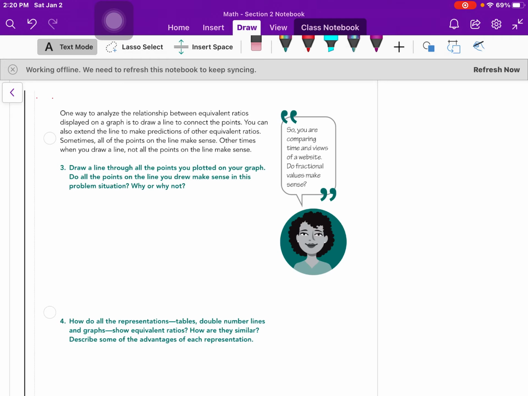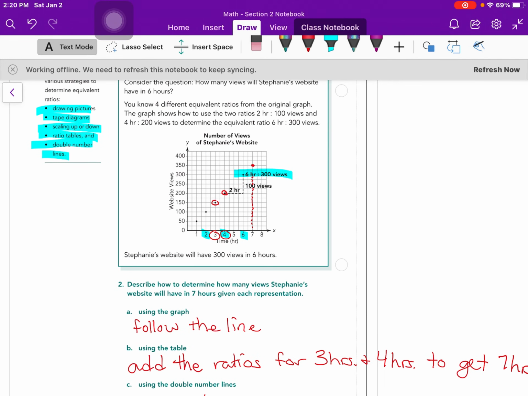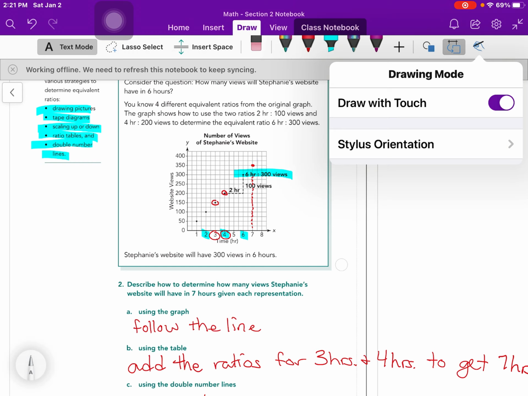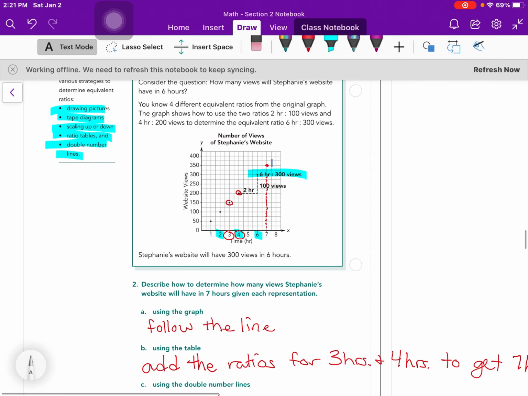Why or why not? All right, we already drew, well, we didn't really draw a line. Let's do that now. I'm going to pick my tool that allows me to draw. I have to be in my draw feature. If I draw it straight, it should snap into making it a nice straight line. It's not going to work for me, but that's how we do that.